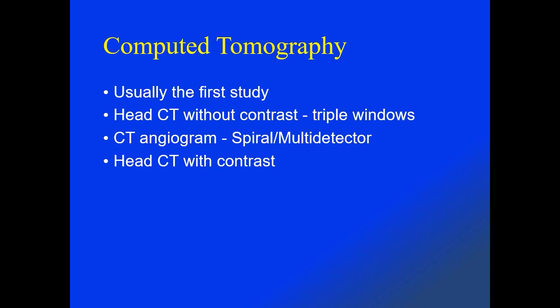CT is usually the first study, with the head CT without contrast being obtained, with multiple windows, such as brain, blood, and bone windows, for assessment of parenchymal pathologies, parenchymal hemorrhages, extraaxial hemorrhages, and fractures. CT angiogram can also be obtained in certain patients where high-resolution images are obtained to assess for both the arterial and venous anatomy. And head CT with contrast can be obtained following a CTA to assess for any enhancing pathologies or masses.